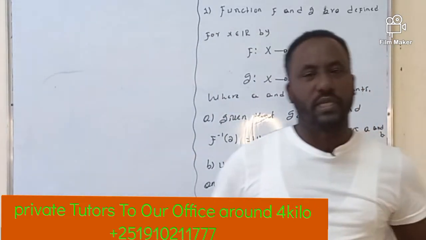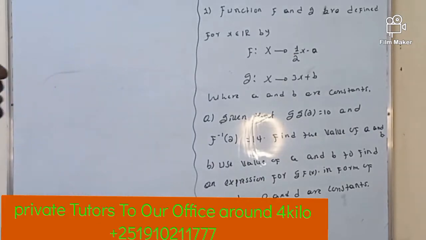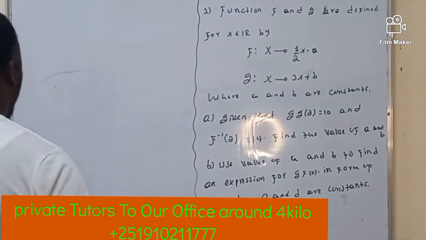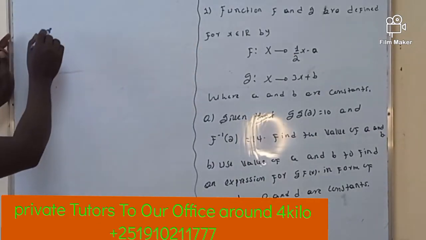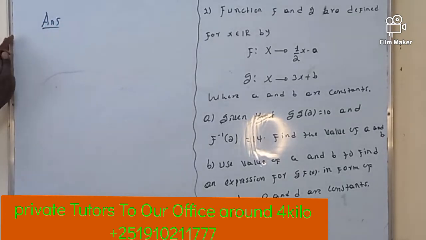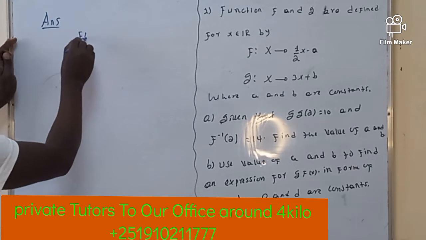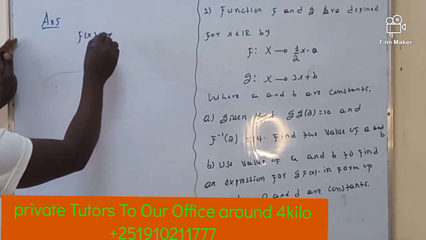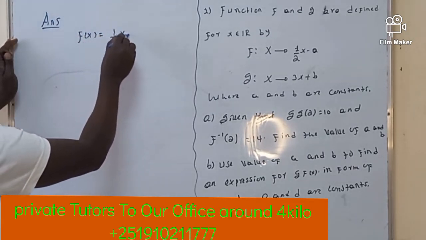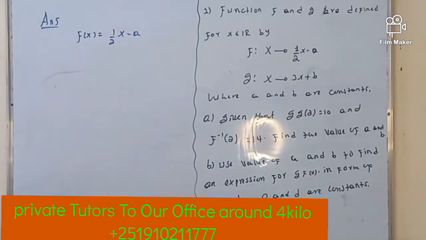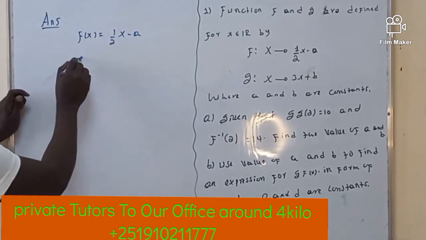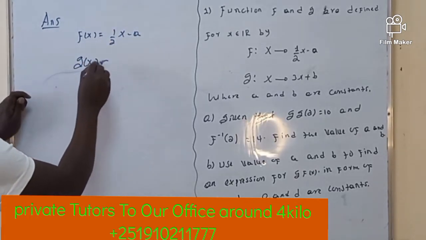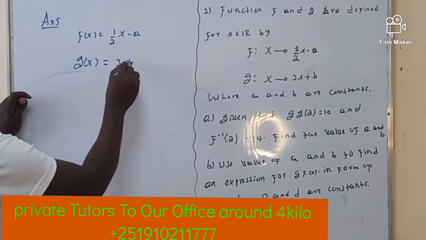So this is the point. So look, what is here? What is given in general? So in the first problem, what is given? Let me come to the solution of this one. F of x is already given. F of x means 1 over 2x minus a. And g of x is also given. G of x means 3x plus b.